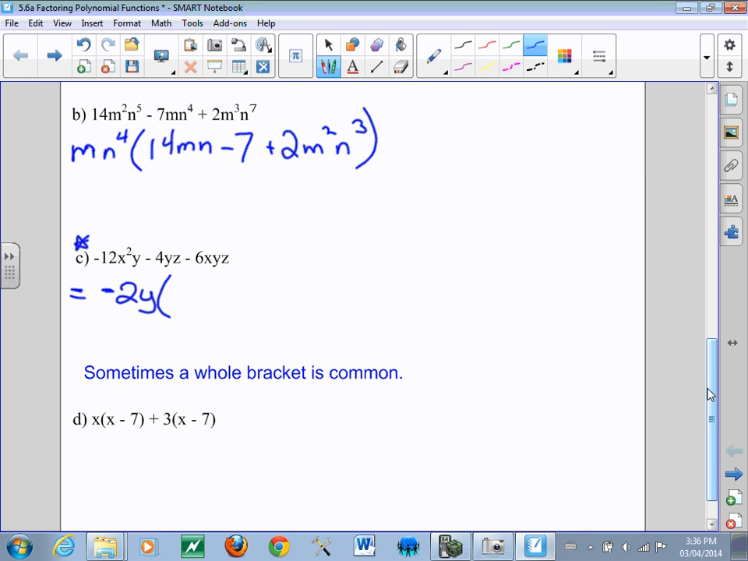Okay, and then when we finish this, we're going to take a look. So we have negative divided by negative is a positive. 12 divided by 2 is 6 x squared, and the y's cancel out. Plus 2z and plus 3xz.